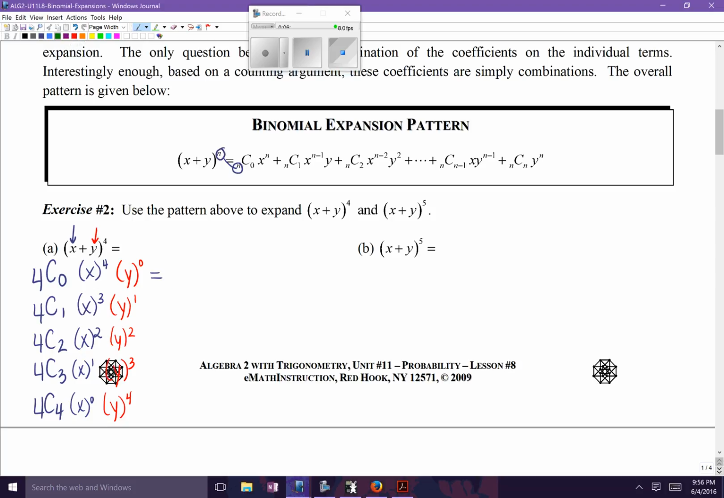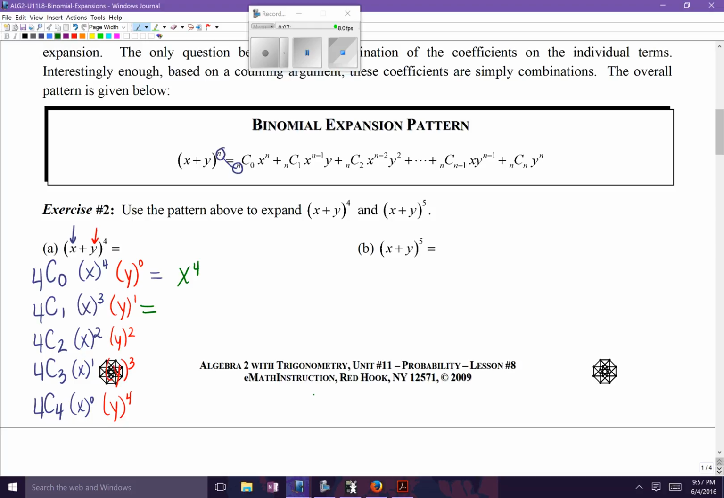So you're going to have to, again, use your graphing calculator. 4 choose 0 means that you're going to have to hit the math button. You're going to have to arrow over to the right to find PRB. And you're going to go down to choice 3, which is nCr. 4 choose 0. And then you're going to do x to the fourth. Well, x to the fourth is just x to the fourth. y to the 0 is 1. And did you figure out what 4 choose 0 was? That was also a 1. So 1 times x to the fourth is just x to the fourth. We're going to move on to the next line.